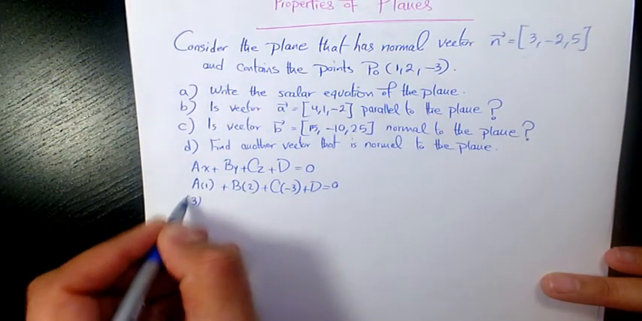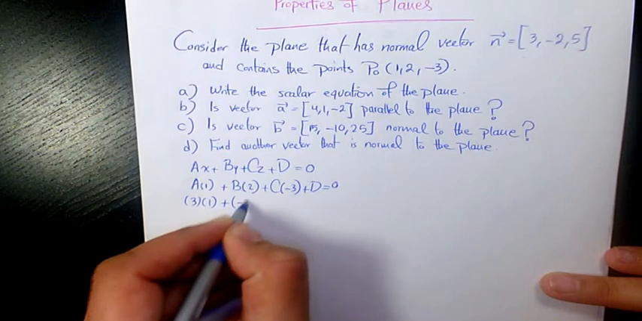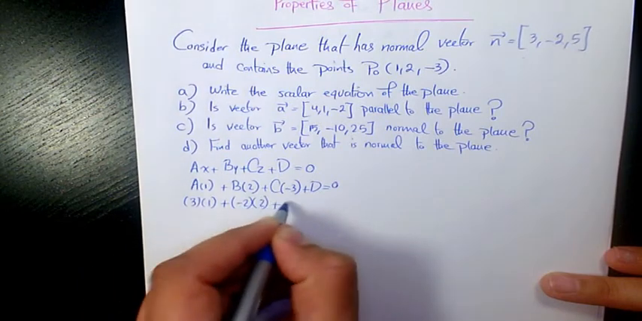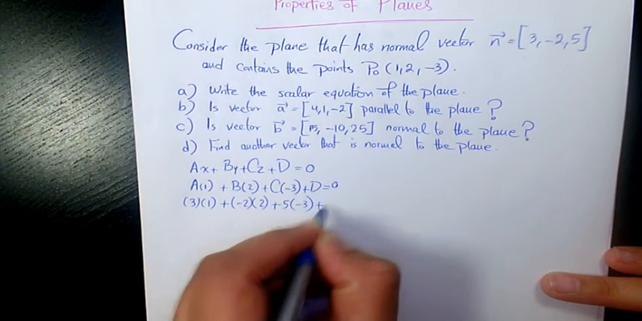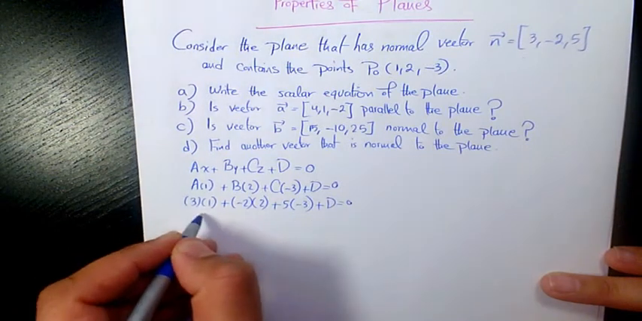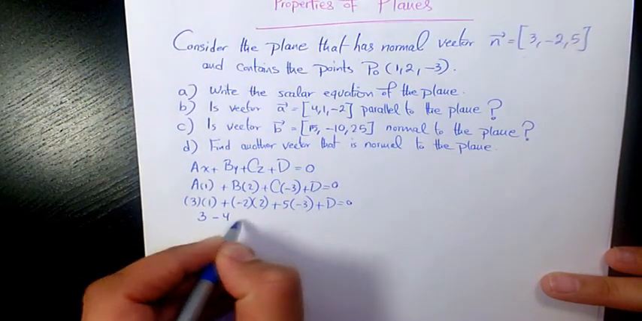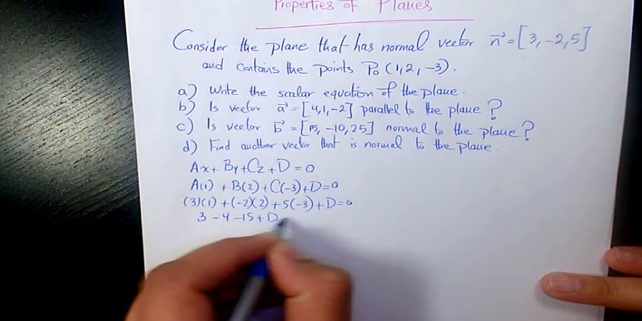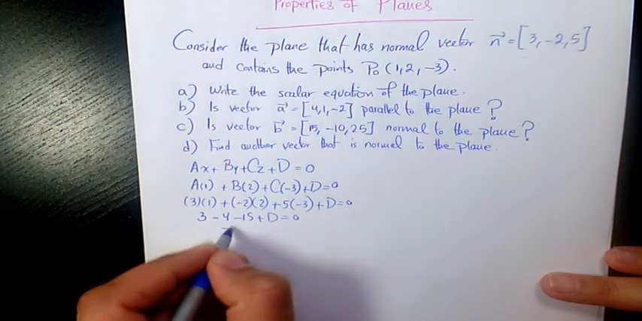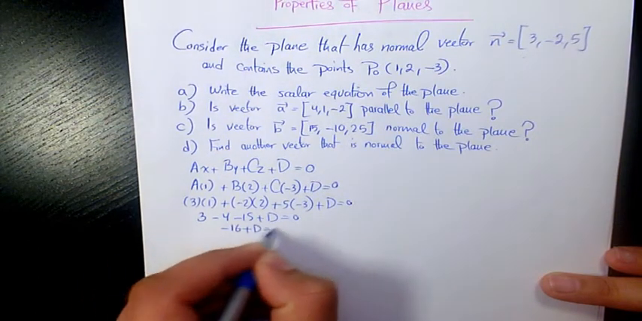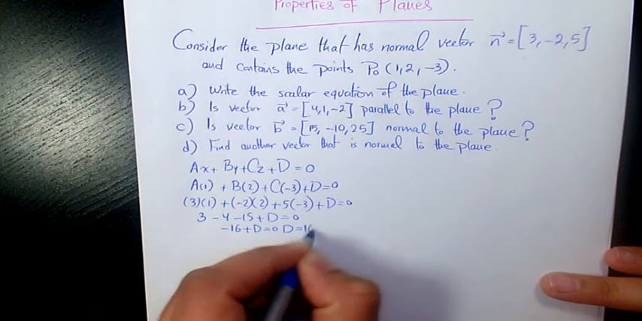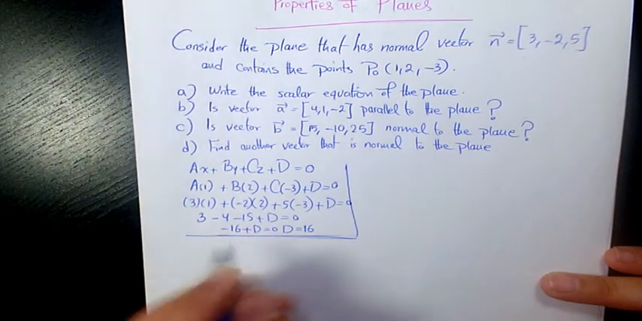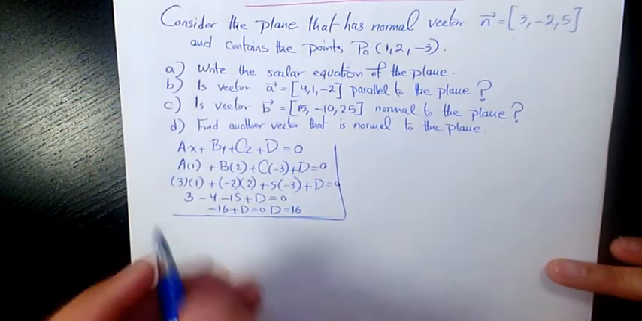So we have 3 times 1, b is negative 2 times 2, and c is 5 times negative 3 plus d. So that will make it 3 minus 4 minus 15 plus d equals 0. So we have negative 16 plus d equals 0, so d is 16.